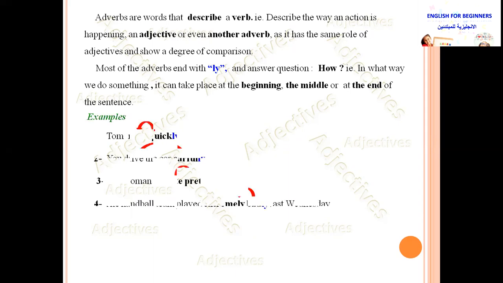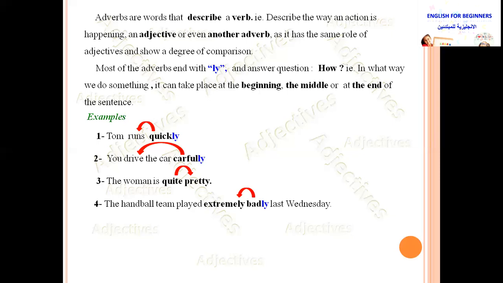Examples. I have 4 examples here. The first one, Tom runs quickly. Quickly is the adverb and ends with ly, and it describes the verb runs. Tom runs quickly. Number 2, you drive the car carefully. Carefully is another adverb that describes the verb drive. You drive the car carefully.